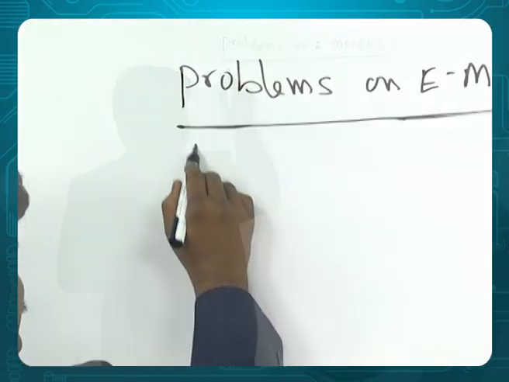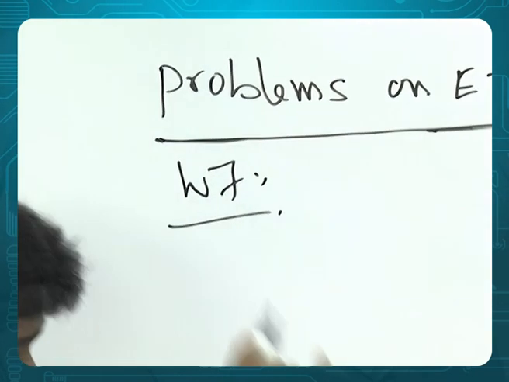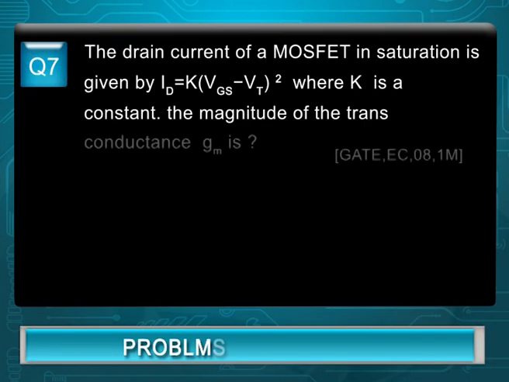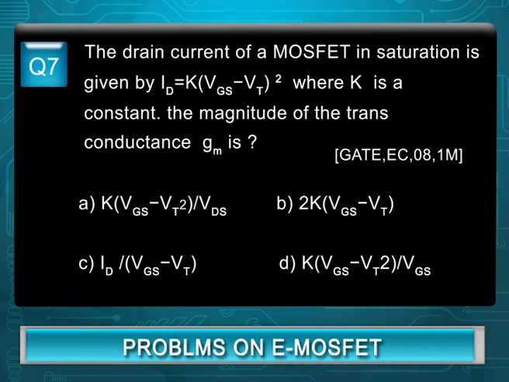Problem 7. The drain current of a MOSFET in saturation region is given by ID = K (VGS − VT)², where K is a constant or device parameter. The magnitude of the transconductance gm is given by, so we have options A, B, C, D here. I am going to derive it.